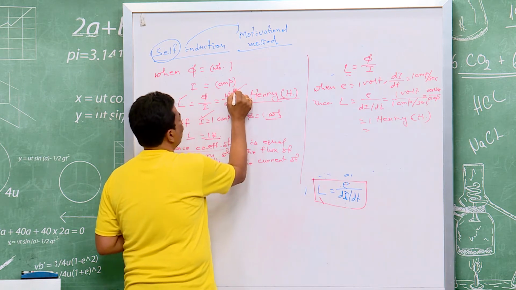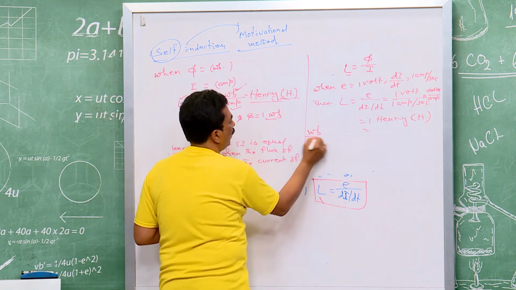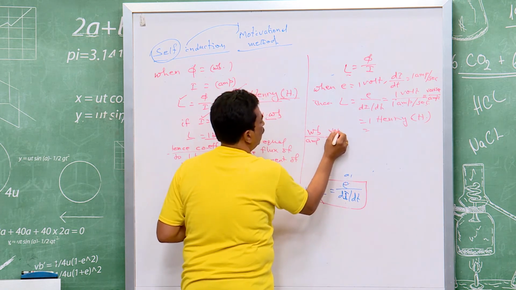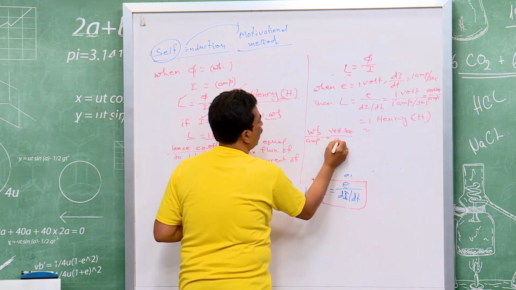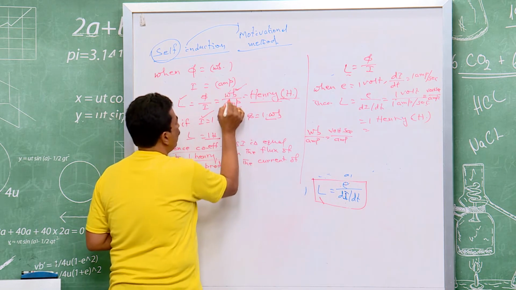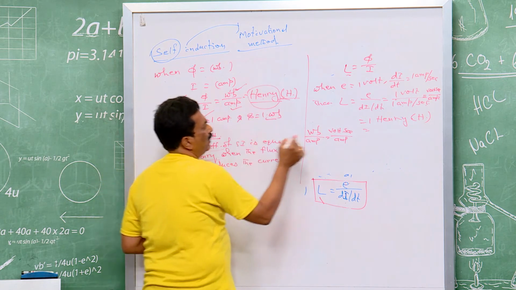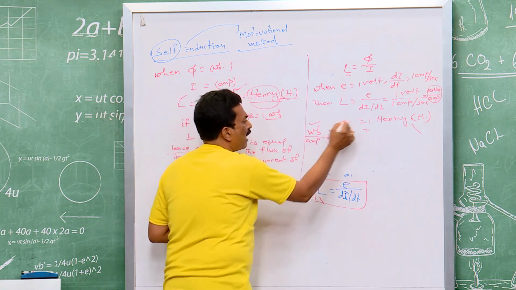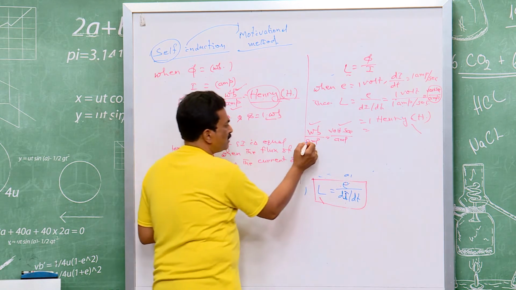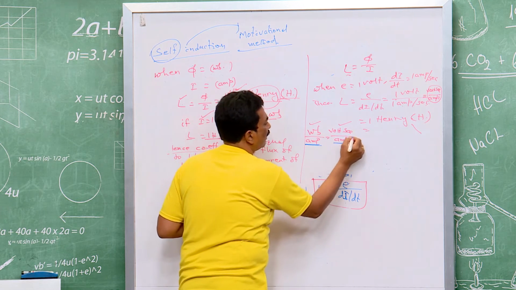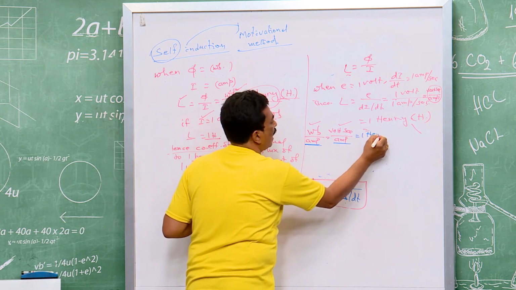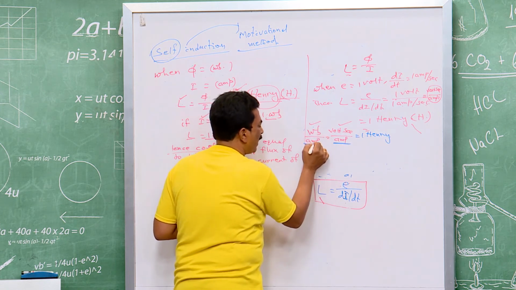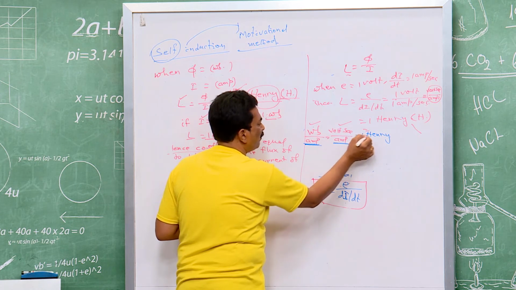You see, it is Weber by ampere, and this is volt into second by ampere. This Weber by ampere is the Henry. This volt second by ampere is also Henry. So these two correspond to the Henry. You see, here the denominator is ampere, here the denominator is ampere. These two stand for the Henry. This is divided by ampere, this is divided by ampere, is the 1 Henry.